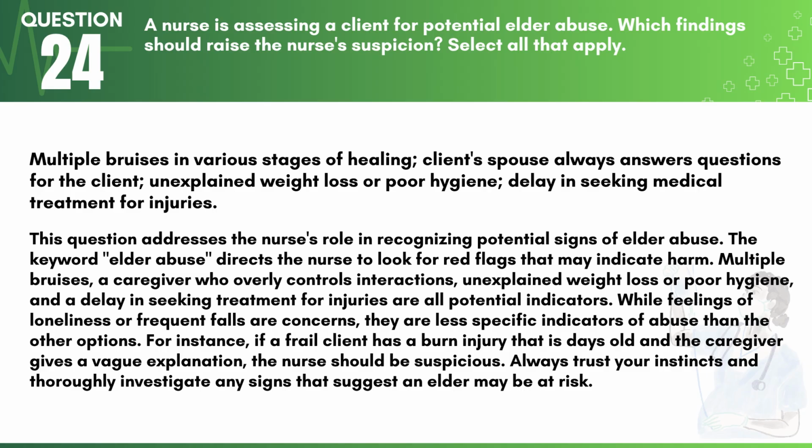This question addresses the nurse's role in recognizing potential signs of elder abuse. The keyword elder abuse directs the nurse to look for red flags that may indicate harm. Multiple bruises, a caregiver who overly controls interactions, unexplained weight loss or poor hygiene, and a delay in seeking treatment for injuries are all potential indicators. While feelings of loneliness or frequent falls are concerns, they are less specific indicators of abuse than the other options.